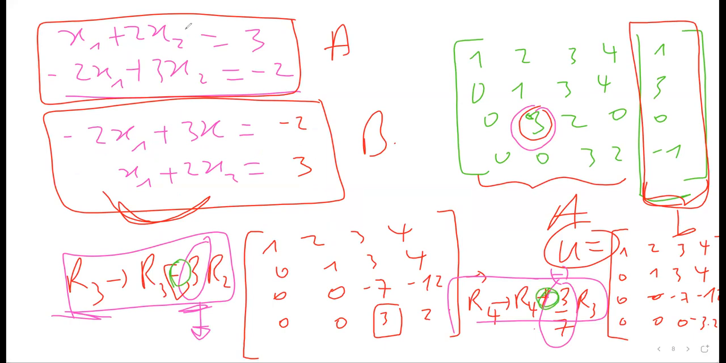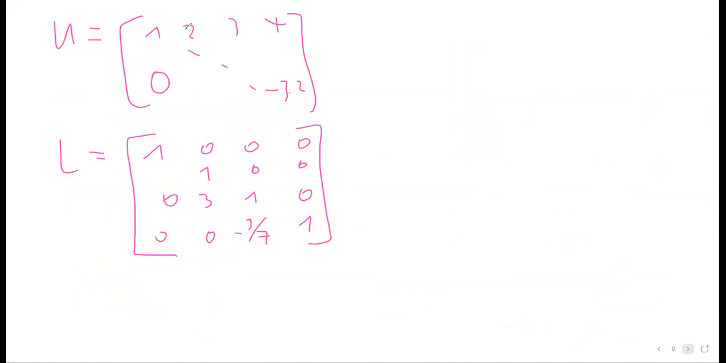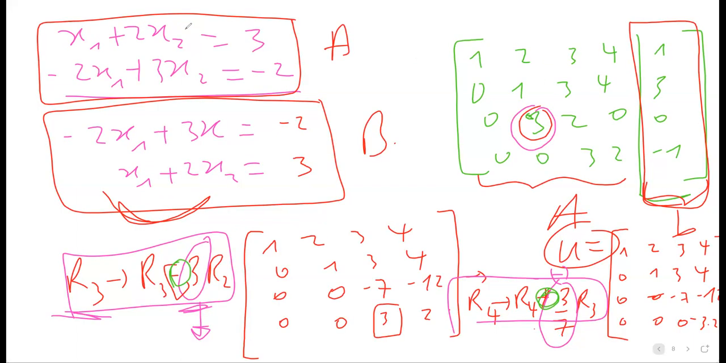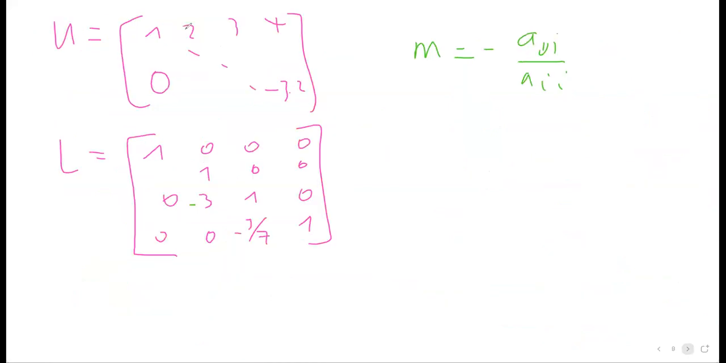Minus here, plus here. So I expect the minus on 3/7. Yes, exactly what I'm saying. In some of the books, they have minus a_ji. So if you put a minus here, then you put a plus here. That is okay.